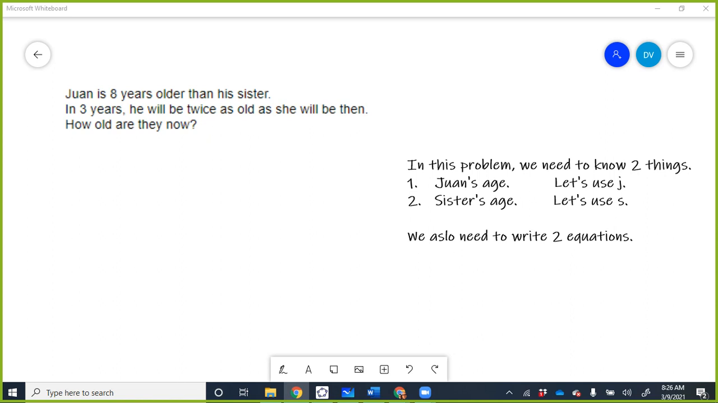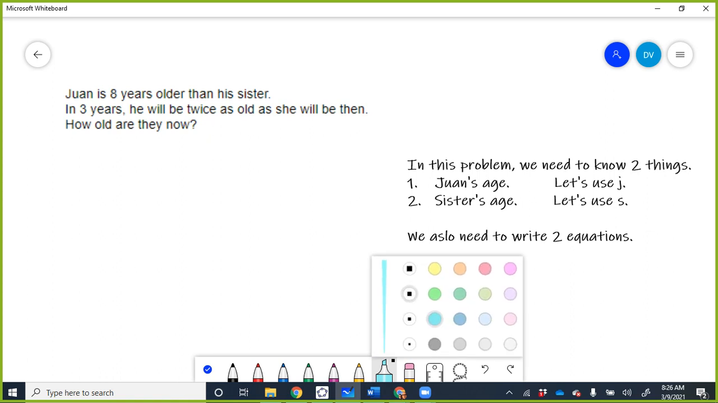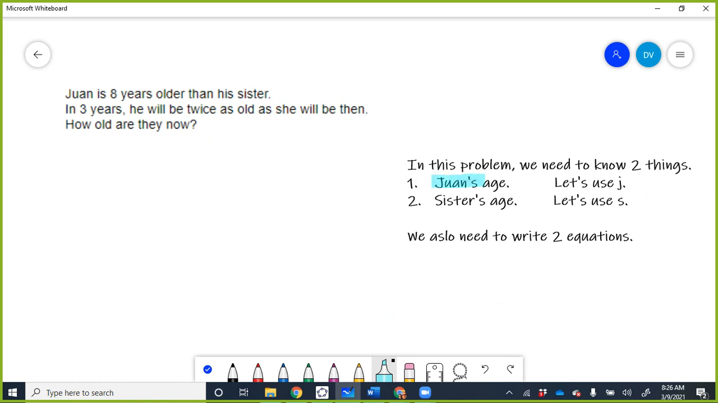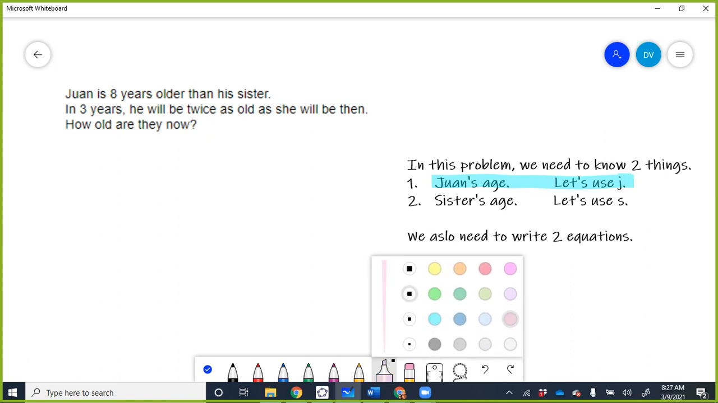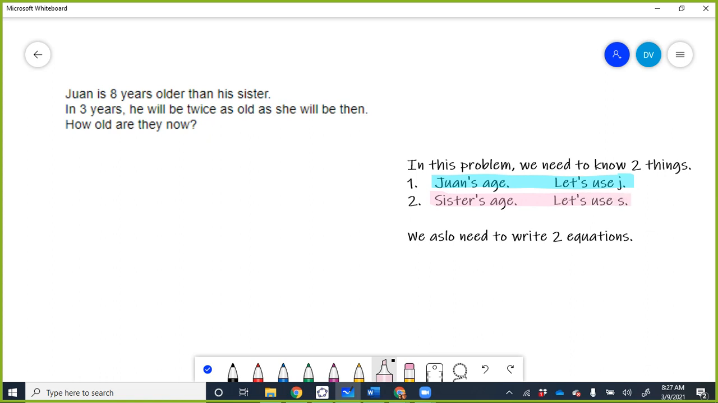In other words, what is Juan's age now? And we also want to know what his sister's age is now. So look over here again where I made those little notes. And I'm going to highlight them again, maybe using the same colors. Maybe light blue for Juan's age, and maybe pink for his sister's age. Again, you don't need to use colors if you don't want to.